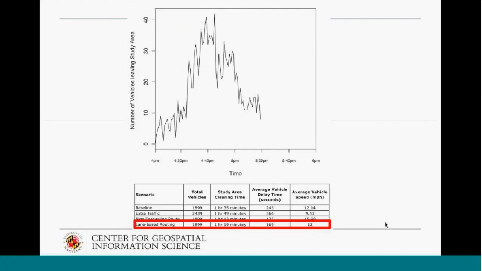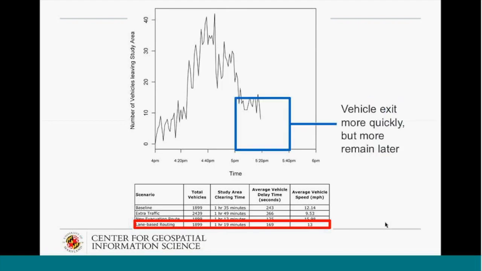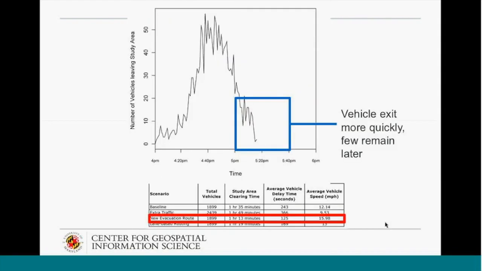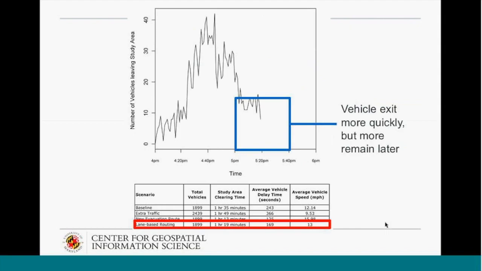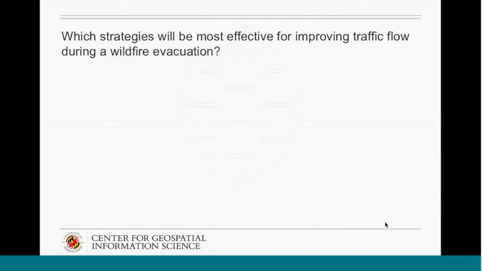So for this particular scenario, you can see that the lane-based routing does pretty well. We've got a slightly longer study area clearing time, a longer average vehicle delay time than our new evacuation route scenario, and a slower average vehicle speed. And if we compare it to our previous curve, we can see that there are more vehicles that exit quickly, but more that remain later, right? So people are getting out faster sooner, but there's vehicles that are stuck in this study area till a later period of time, which isn't necessarily a good thing.